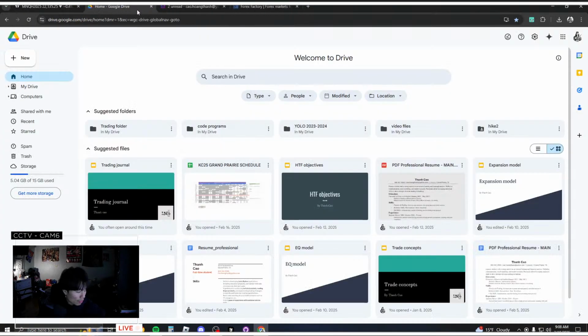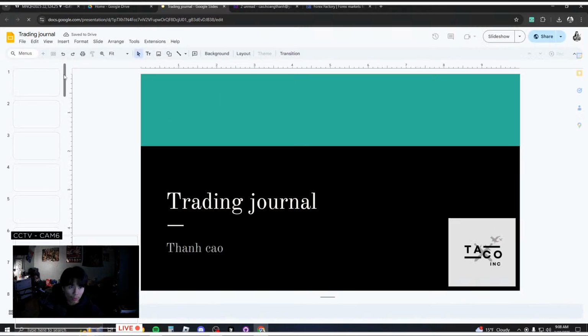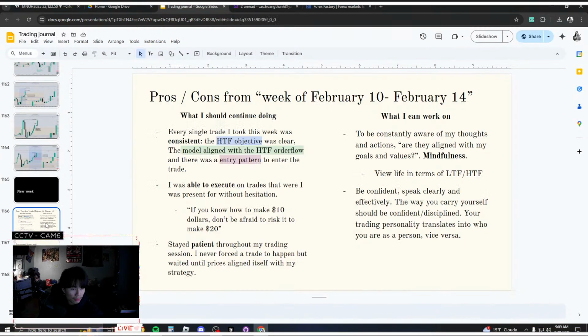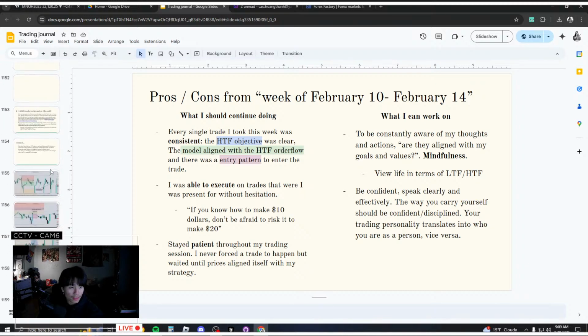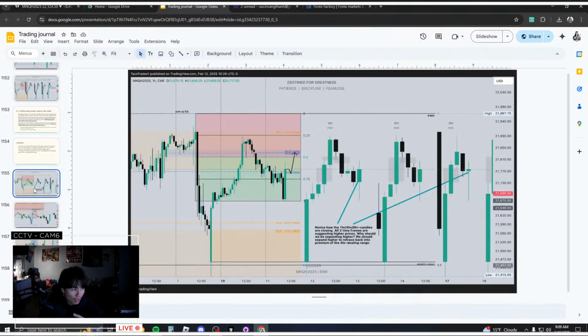And I do want to go over some of the pros and cons here with you guys. So, some of the pros and cons, what can I continue to work on? What can I work on, and what should I continue to do? Well, first off, I do want to take a look at some trades here. I want to cover at least one trade to review with you guys.